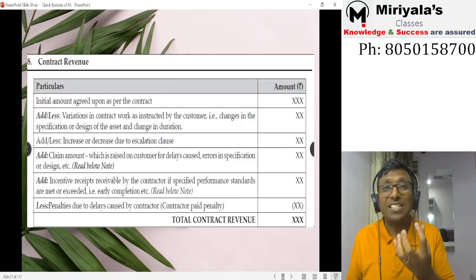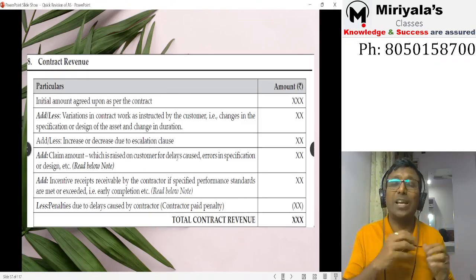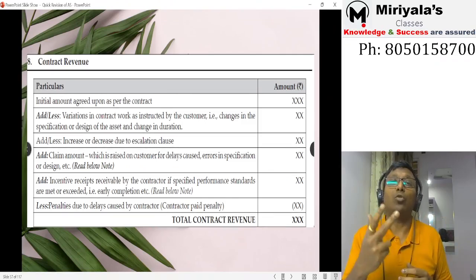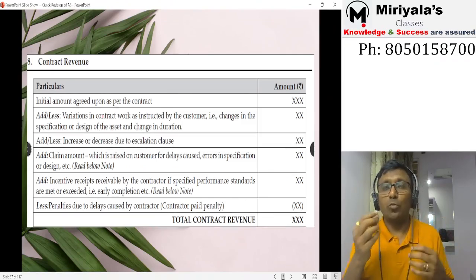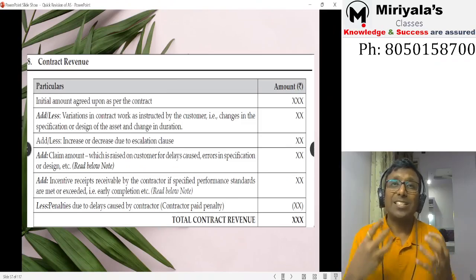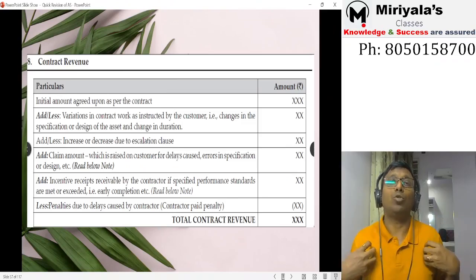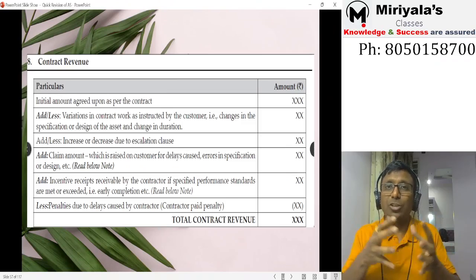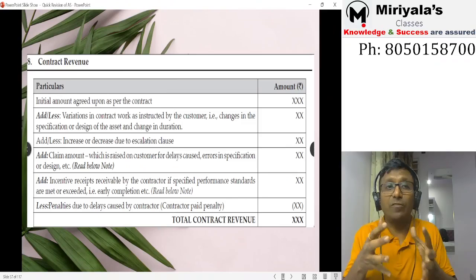At the same time, any incentives already mentioned in the initial agreement, saying that if I complete this contract within 3 years, I will get 2 crore rupees extra. That 2 crore will be considered only when there is a certainty that I will be able to complete it. And when will you be able to take this? When the construction reaches what level?